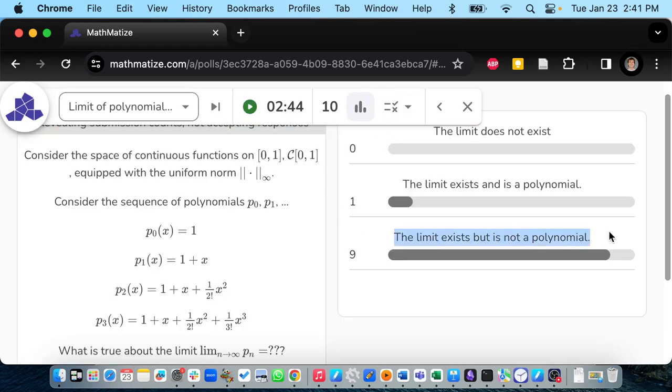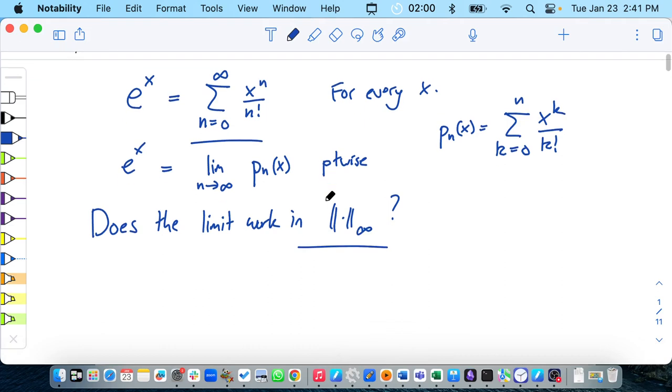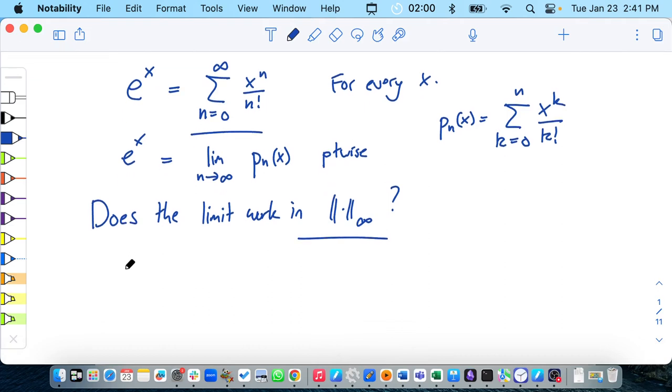All right, so everybody jumped on to the majority here, that the limit exists but is not a polynomial. And that's correct. So you did the right thing here. So this limit, not only does it work pointwise, but it also works in the norm infinity. Let me show you how, in case you didn't see how this could work. So not only is the pointwise limit, n goes to infinity of p_n(x), in infinity as well.